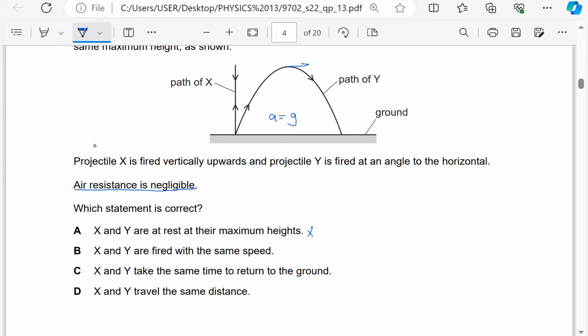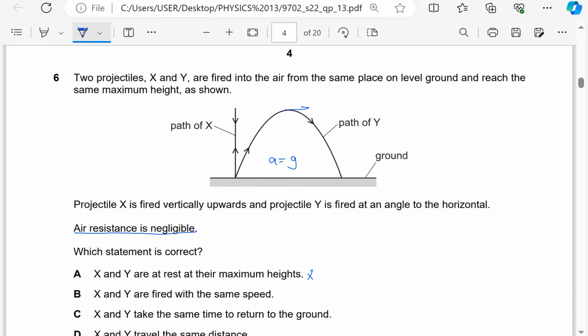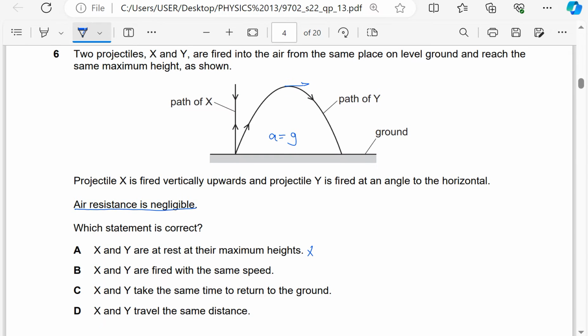X and Y are fired with the same speed. Of course, the initial speed for X is going to be different from the speed for Y, because Y is projected at an angle. So to reach the same maximum height, they are not projected with the same speed. So this one is not true.